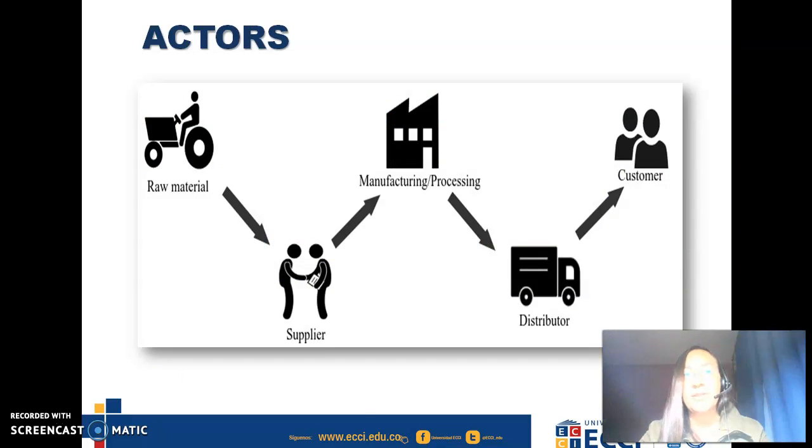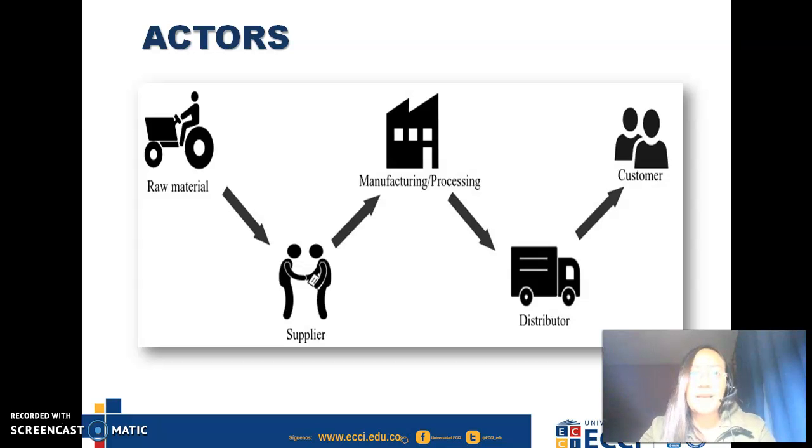The actors of the supply chain are mainly four. They are the producers. Producers or manufacturers are organizations that make a product. This includes companies that are producers of raw materials, such as organizations that farm the land. The other are companies that are producers of finished goods.